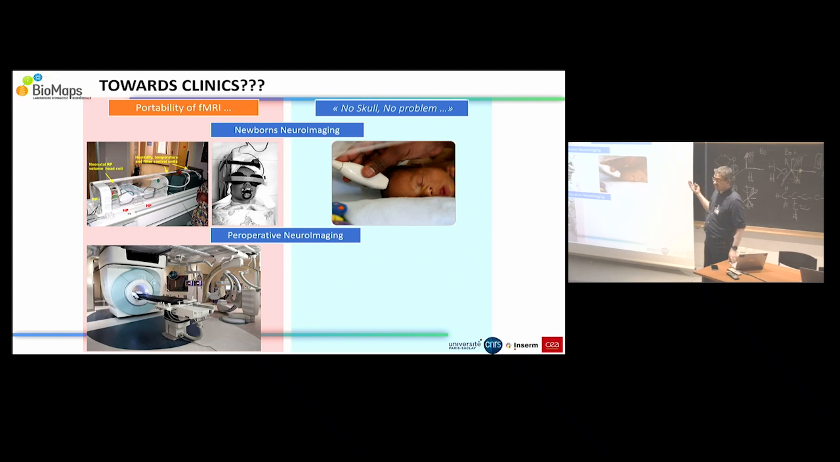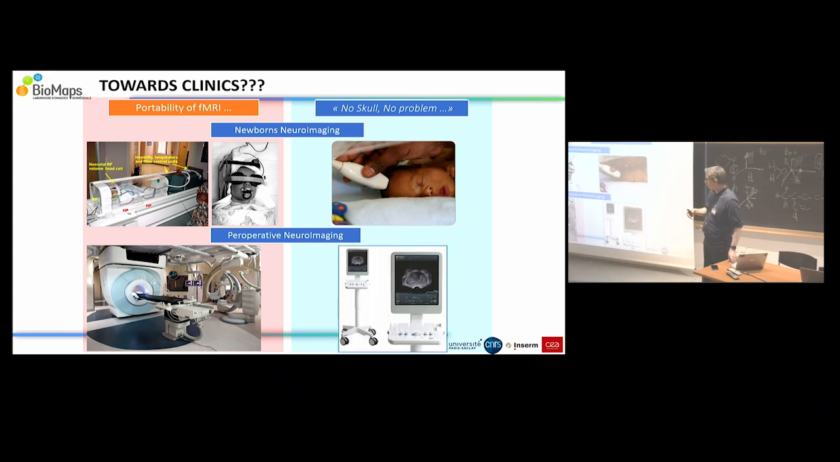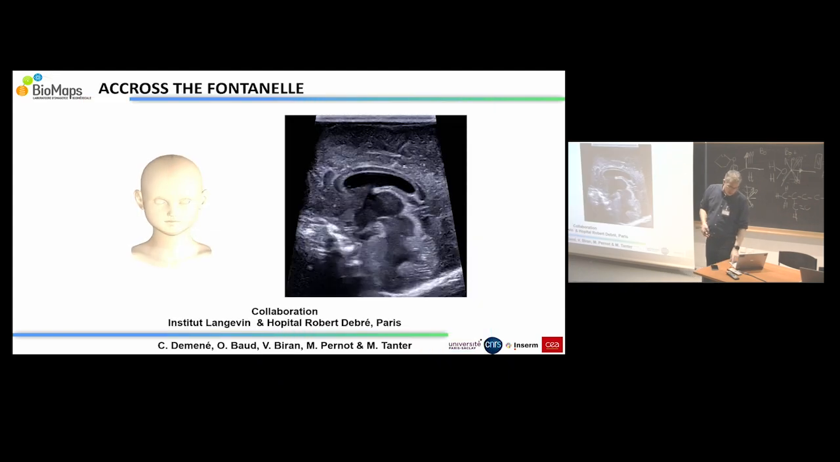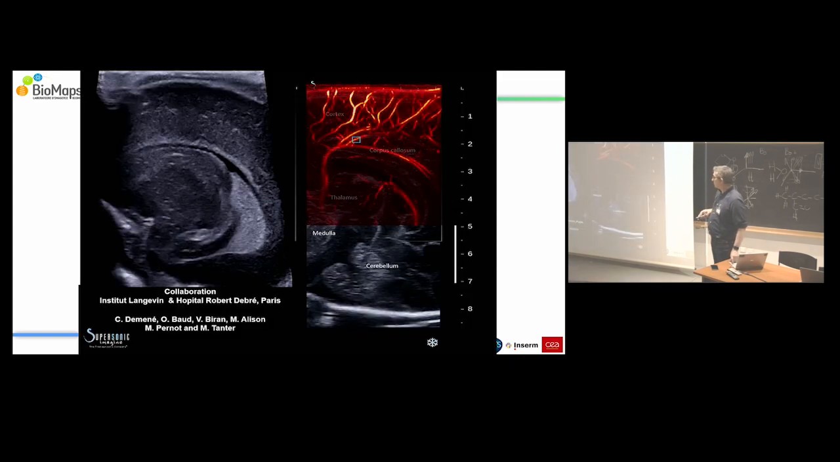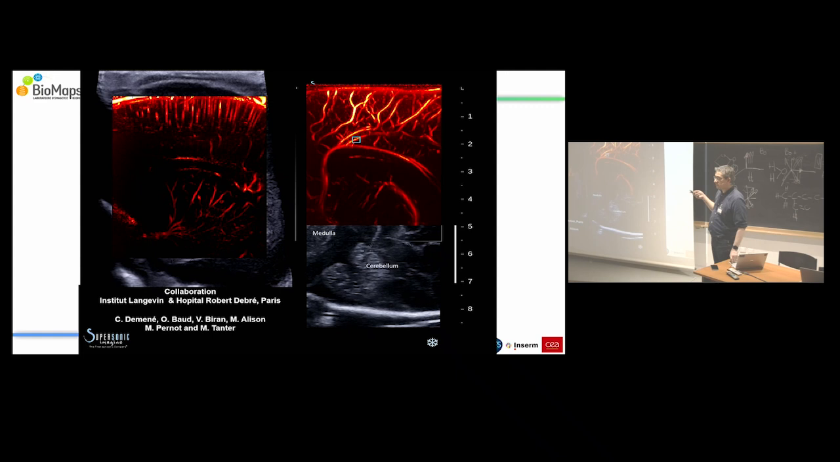No skull for the babies, so you can use ultrasound. I showed you some images before. And in neurosurgery, you open the skull naturally because you want to remove things, so it's easy to do. So across the fontanelle, you can have this kind of B-mode image without any problem. You can do some ultra-fast Doppler imaging in order to have this beautiful image of the thalamus and see many things.